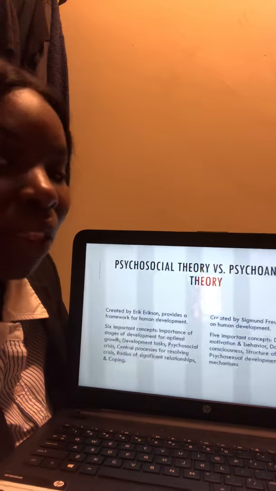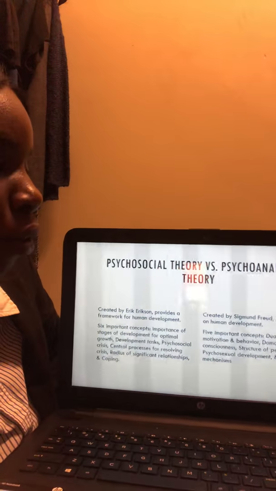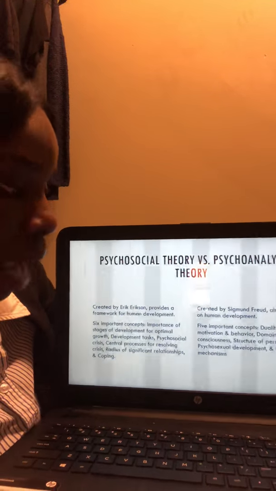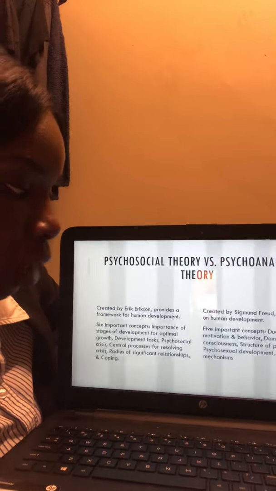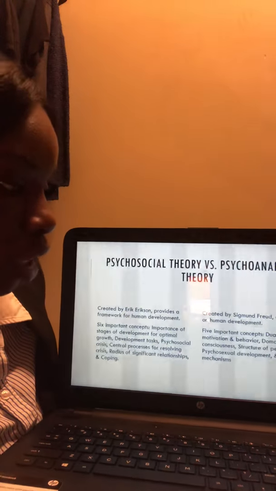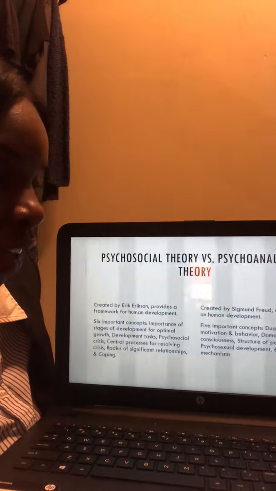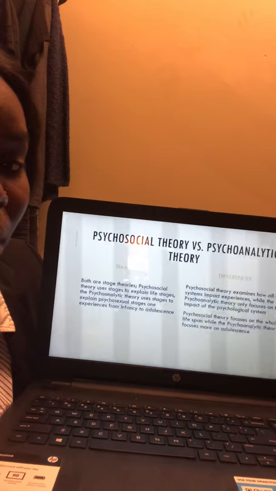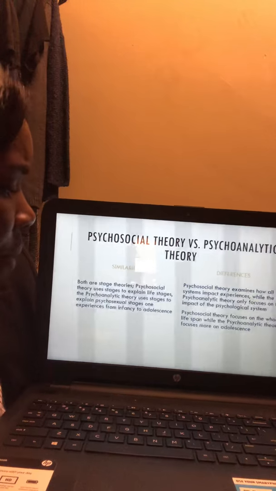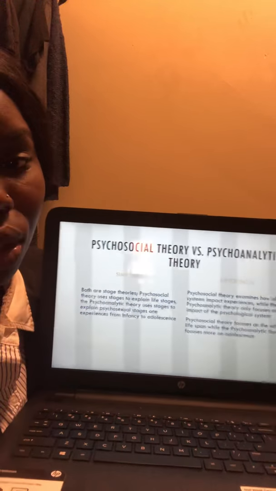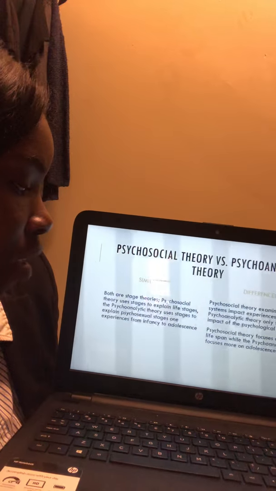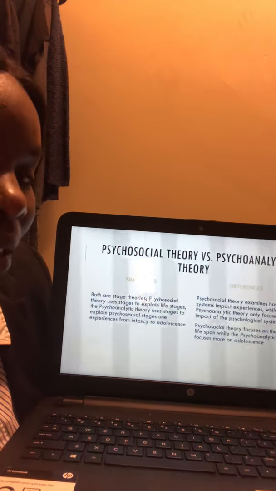The psychoanalytic theory, or the psychosexual theory, was created by Sigmund Freud, and it also focuses on human development. Five important concepts of this theory are duality of motivation and behavior, domains of consciousness, structure of personality, psychosexual development, and defense mechanisms. So, some similarities and differences of these two theories. We have one similarity, and that is that they both are stage theories. The psychosocial theory uses stages to explain life stages, and the psychosexual theory uses stages to explain psychosexual stages one experiences from infancy to adolescence.